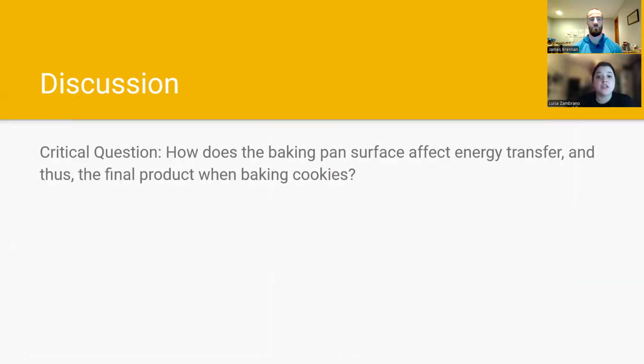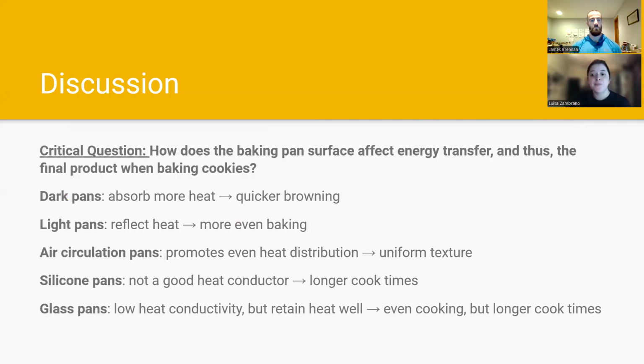Okay, so for our discussion, our critical question was, how does the baking pan surface affect energy transfer and thus the final product when baking the cookies? So for our results, starting with dark pans, they tend to absorb more heat, which leads to quicker browning at the bottom of the cookies, as we saw in the results. This enhances caramelization and this positively affects flavor. However, it also means that the cookies can overbake, so they need to be monitored very closely.